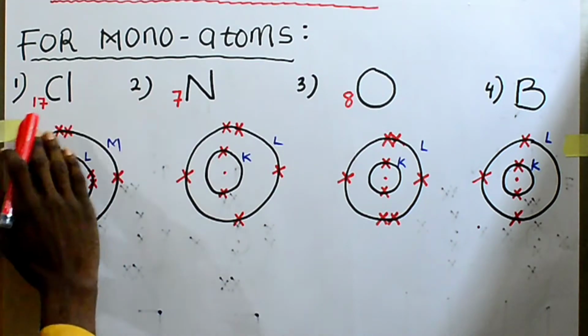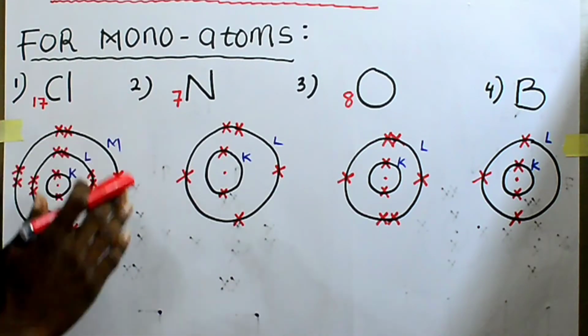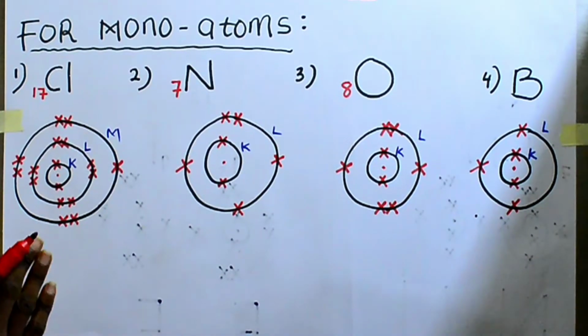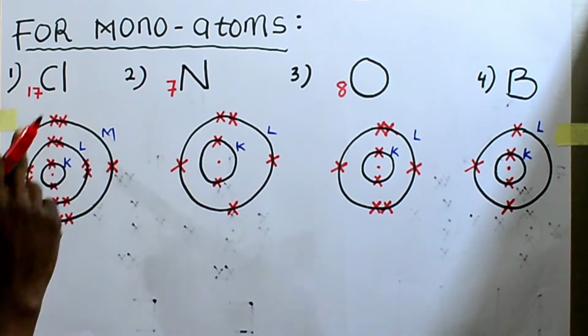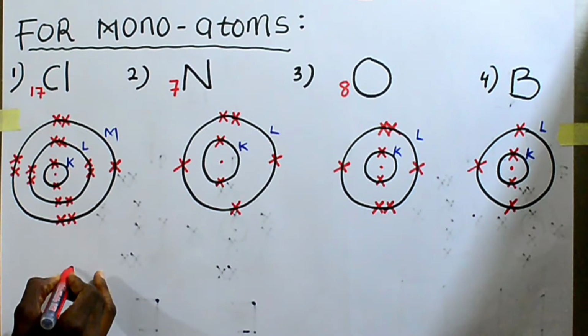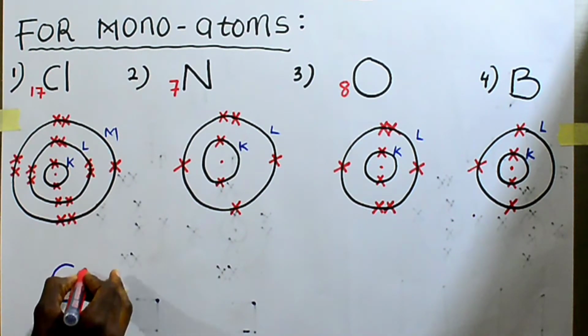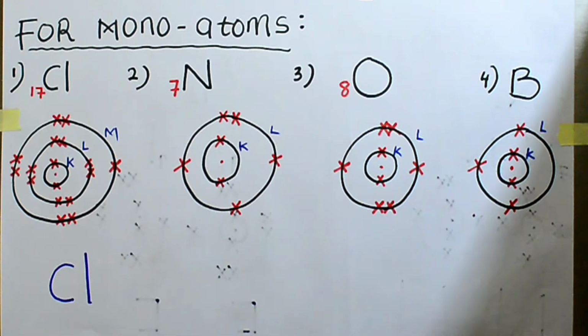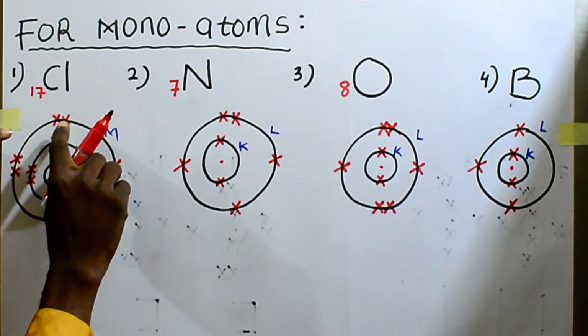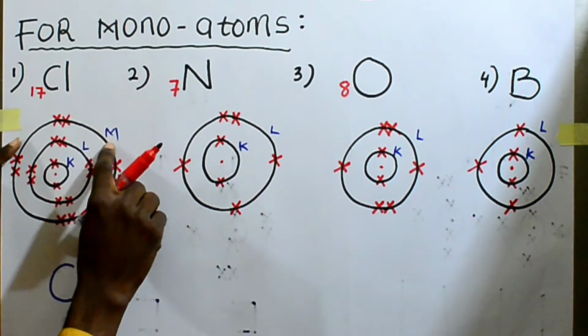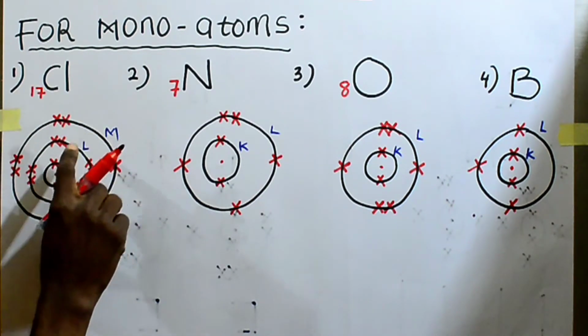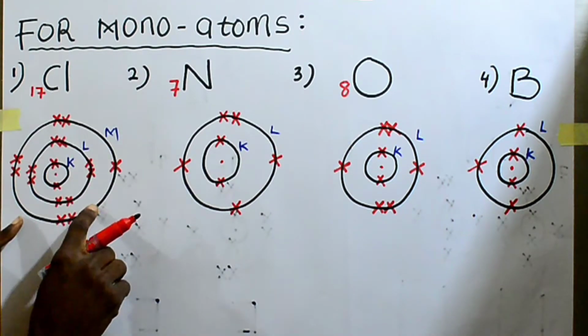So now to draw the Lewis dot structure, let's bring down chlorine. So now we are going to consider all the electrons on the last shell of chlorine. That is the valence shell. When we count them, they are 7. 1, 2, 3, 4, 5, 6, 7.